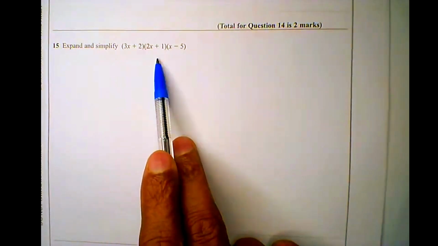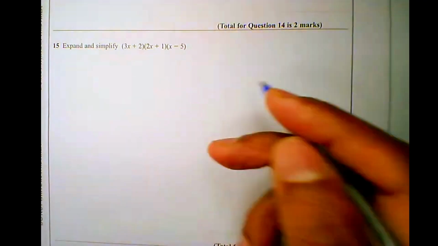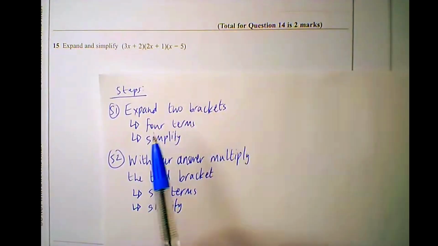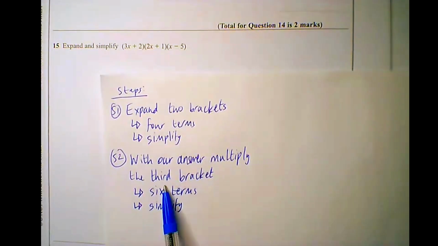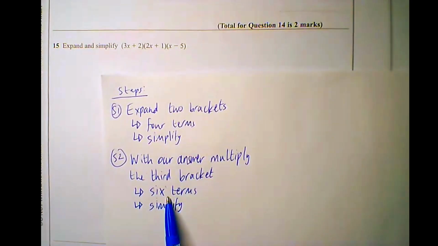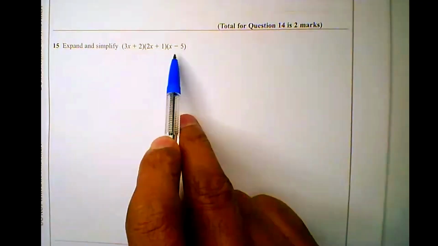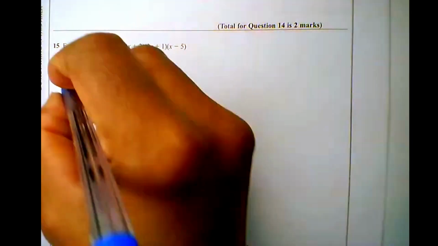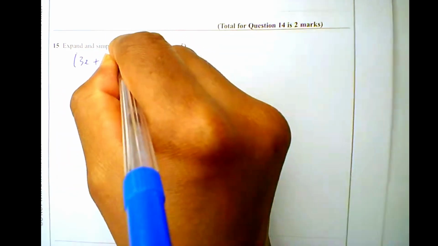So again, we've got slightly harder from the first few questions that we've done, but the same process again. Reminding you the same process: expand 2 brackets, we'll get 4 terms. We simplify. Then with our answer, we multiply it with the third bracket. We get 6 terms, and then we simplify. So let's do it. Okay, so here I've got negatives there. I'm going to keep it simple by expanding the positive one. So I'm going to do 3x plus 2 times 2x plus 1.